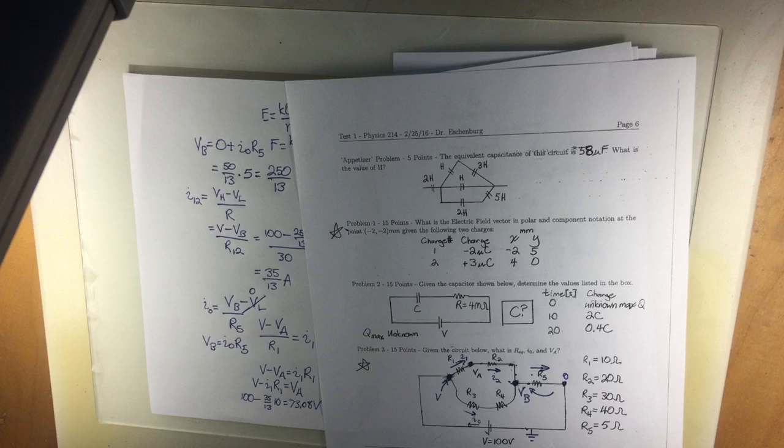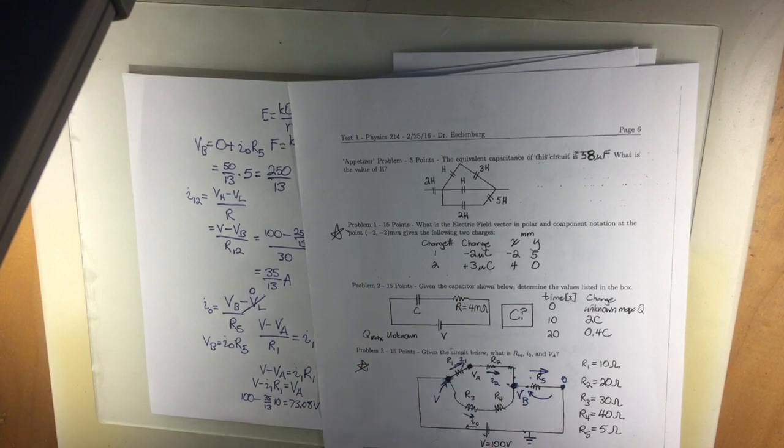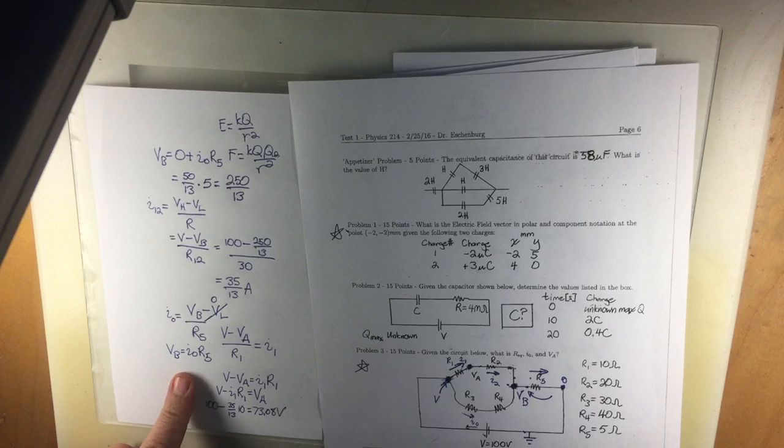Well, how do I get VB? I can deal with that. I can step up from 0. Now that you've stepped up, we wrote it down. So it's not the 100. No. It's 0 plus I naught R5. Okay, that makes sense. So you're finding a high and a low.